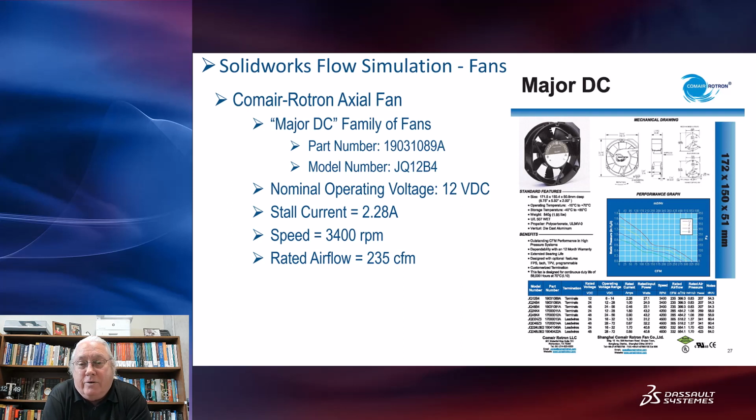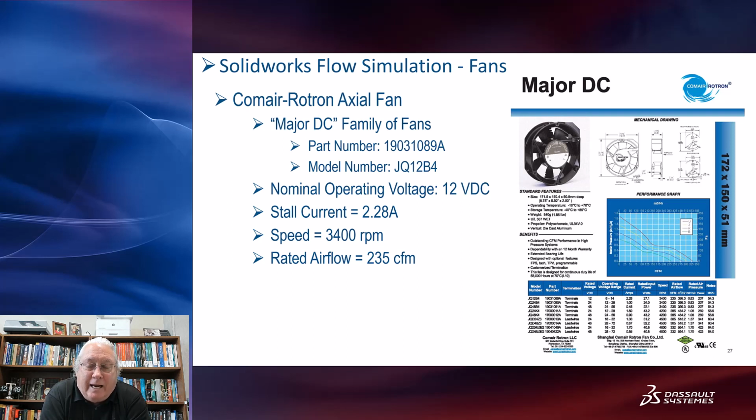All right, the next item is talking about these fans. So here's the fan I used, the Comair Rotron fans. There's the part numbers, nominal voltage. Stall current would be the current at which it would pull if you locked up the fan blade. So that would be a worst case condition. You've got a speed and you've got rated airflow. And the rated airflow is if you've got the fan just sitting on a table, not pushing air through any device, just open on both ends, you're going to get that full rated airflow of, in this case, 235 cubic feet per minute.